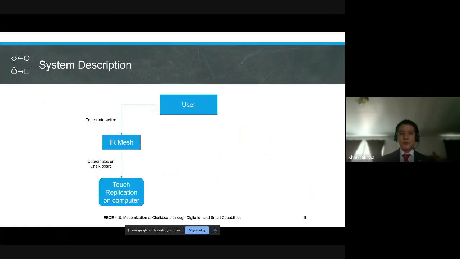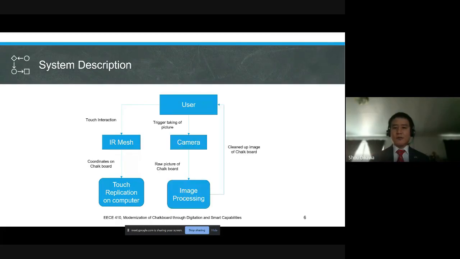Our system description will be described through our data flow diagram. The first part will be the touch interaction. The user will be able to interact with the IR mesh that's going to be on the chalkboard, which the Arduino picks up as coordinates. The coordinates are then sent to a computer that's attached to it, which will replicate the touch, whether it be a left click, right click, or double click. The other aspect of it will be the digitization.